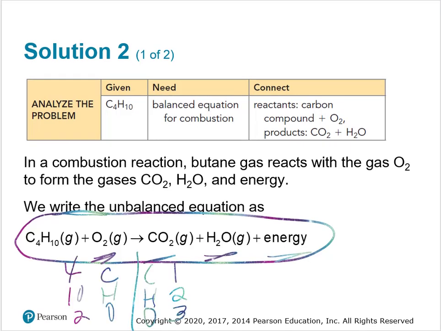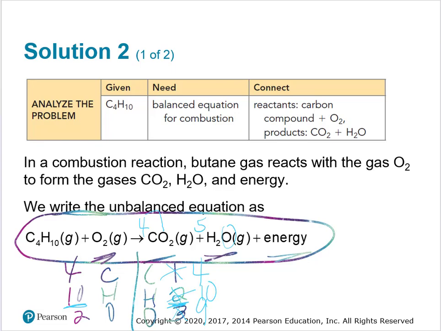Here I wrote down our atom count, and on the left I have 4 carbons, on the right I have 1. So I need to put a 4 in front of my carbon-containing compound on the right. That'll give me 4 carbons, and that'll give me 8 O's plus 1 O is 9 O's. I have 10 H's on the left, so to get to 10 from 2 I need to multiply by 5. That'll give me 10 H's.